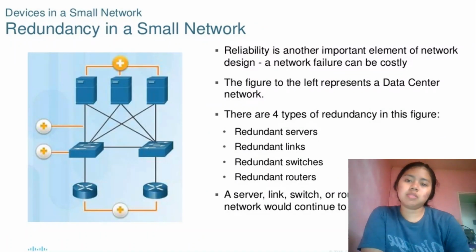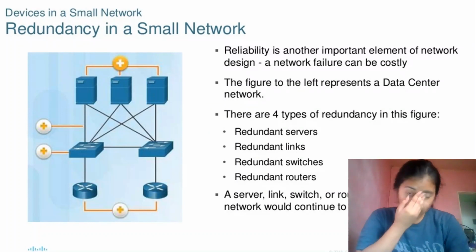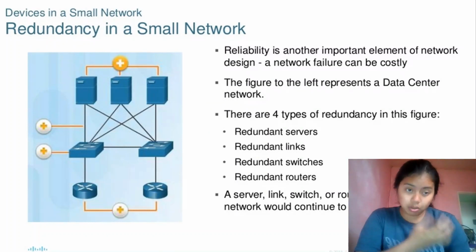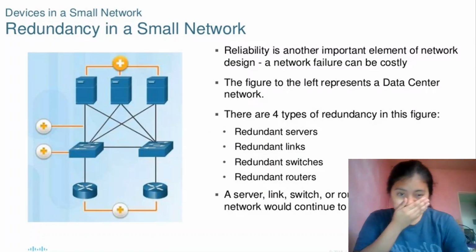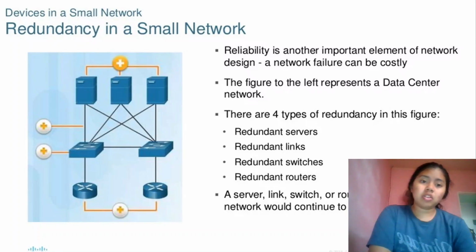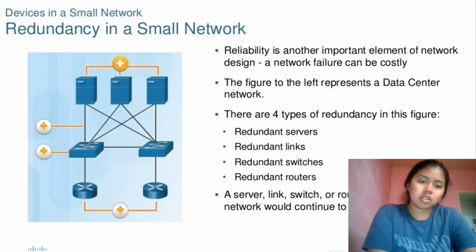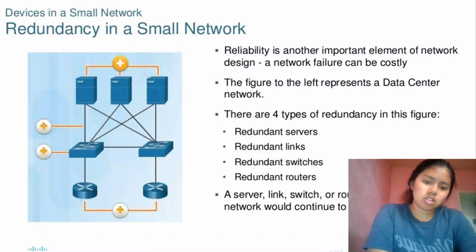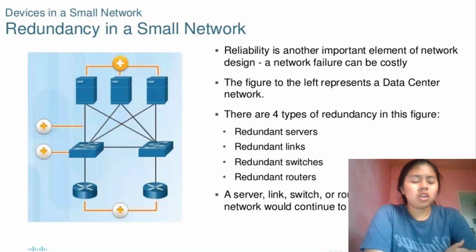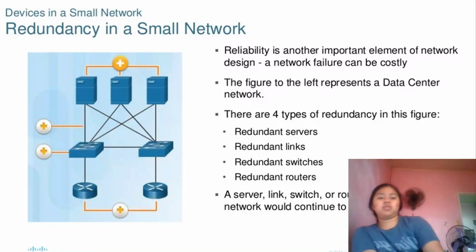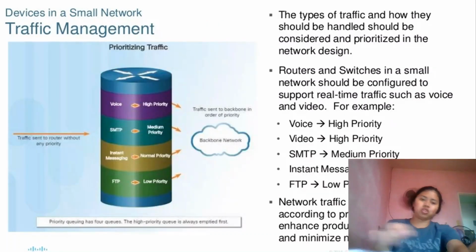Redundancy in a small network. Reliability is another important element of network design. A network failure can be costly. The figure to the left represents a data center. There are four types of redundancy. In this figure: redundant servers, redundant links, redundant switches, and redundant routers. A server, link, switch, or router could fail and the network would continue to function.